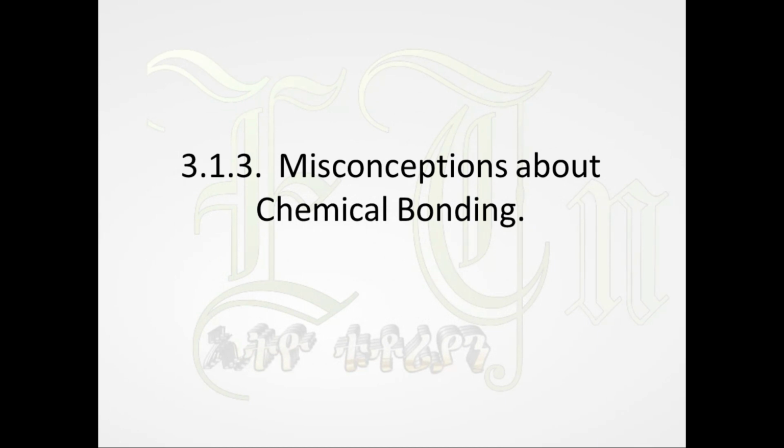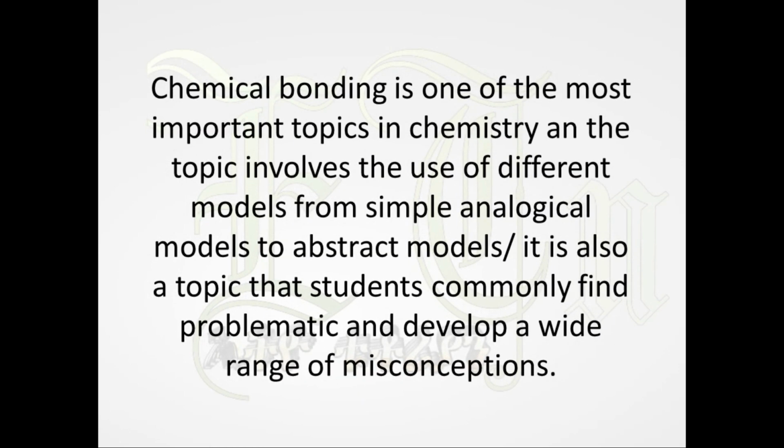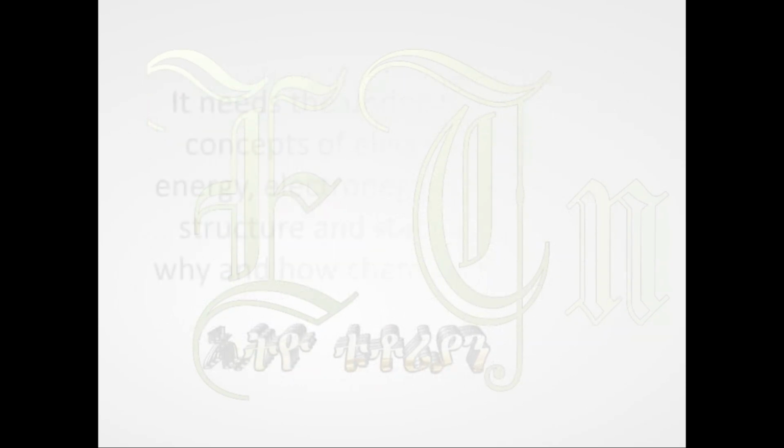3.1.3 Misconceptions about chemical bonding. Chemical bonding is one of the most important topics in chemistry, and the topic involves the use of different models, from simple analogical models to abstract models. It is also a topic that students commonly find problematic and develop a wide range of misconceptions.